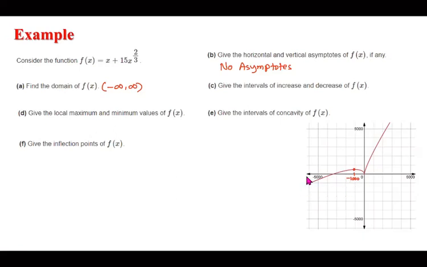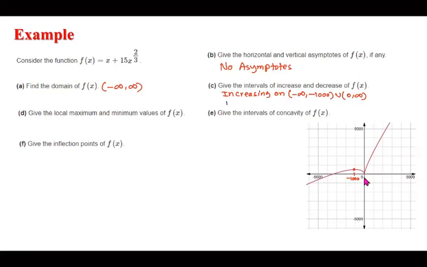So you can see that the function is increasing from negative infinity up to negative 1,000 and also from 0 all the way up to infinity. So we can say that the function is increasing on the interval from negative infinity up to negative 1,000 and then from 0 up to infinity. But where is it decreasing? From negative 1,000 up to 0.